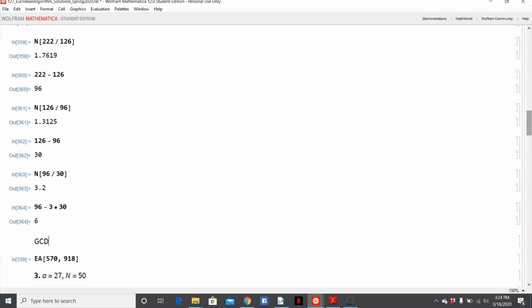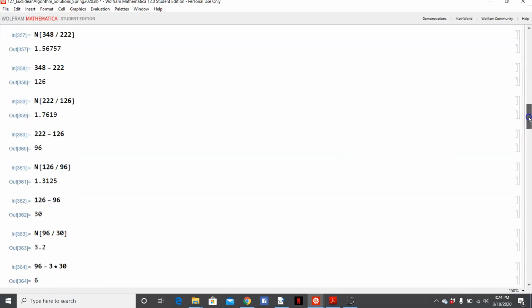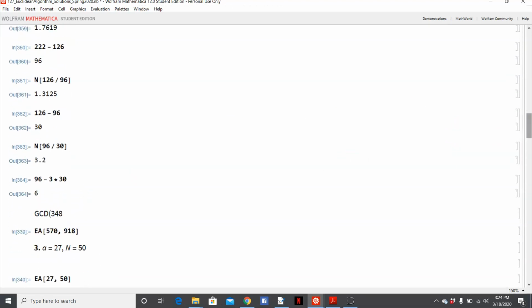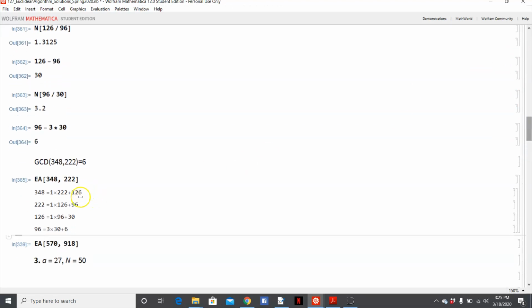So the GCD of, I've forgotten what numbers we started with, they disappeared off the top of the screen, 348 and 222 is 6. Okay, now just to show that in a more compact fashion, there we go. So we got the exact same set of remainders as we did before, and we end up with a 6 at the end, and so that is our GCD.